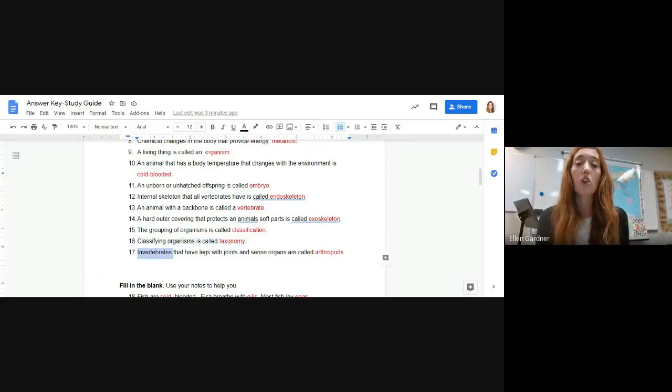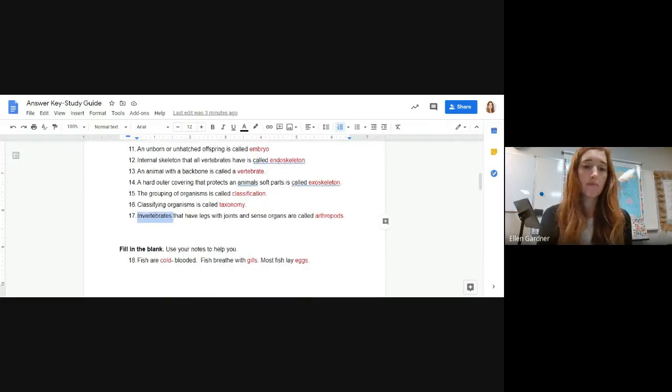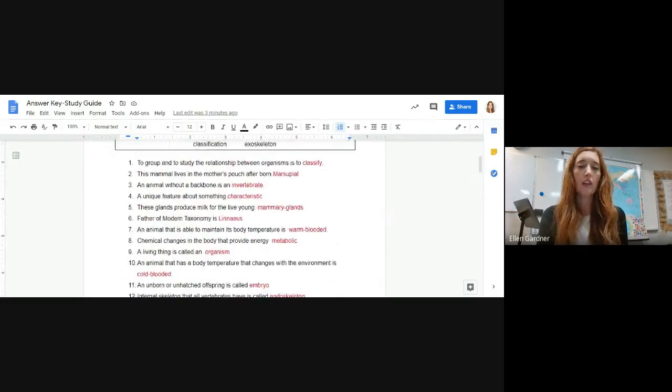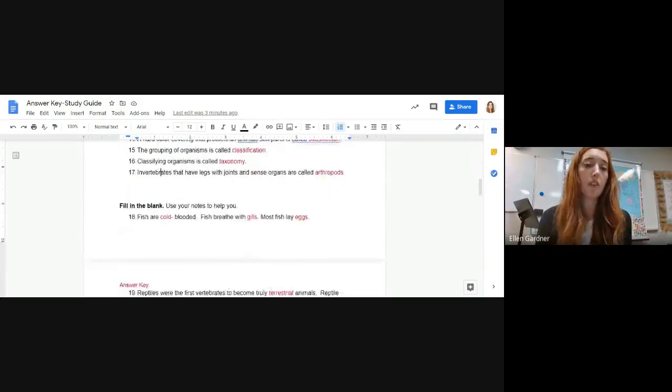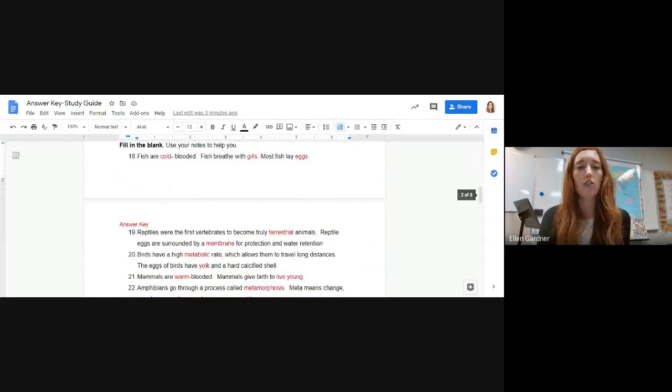Invertebrates that have legs with joints and sense organs are called arthropods. That's the last part of the matching section in your science study guide. This next part is fill in the blank for you as well in Bright Thinker.